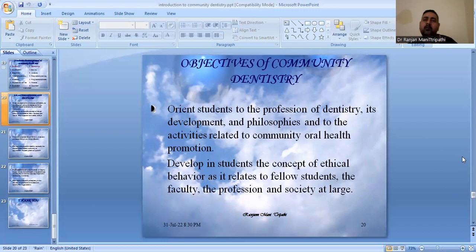So, what are the objectives of community dentistry? It has an objective to orient students to the profession of dentistry, its development and philosophies, and to the activities related to community oral health promotion, to develop in students the concept of ethical behavior as it relates to fellow students, the faculty, the profession, and society at large.